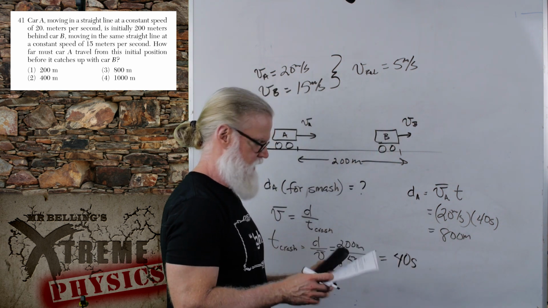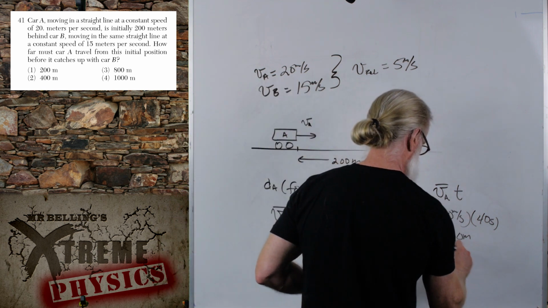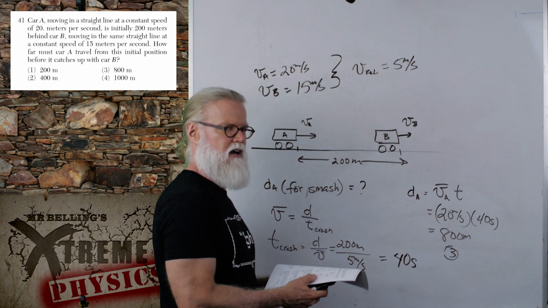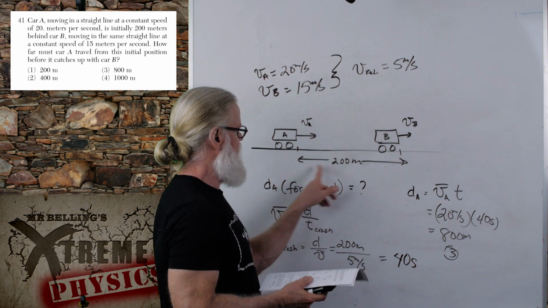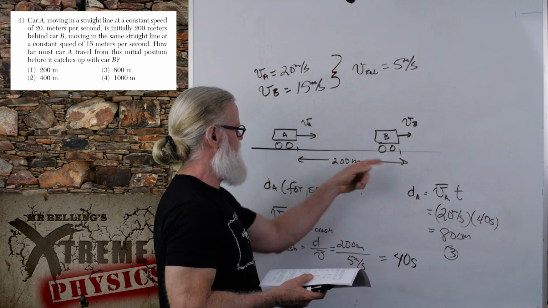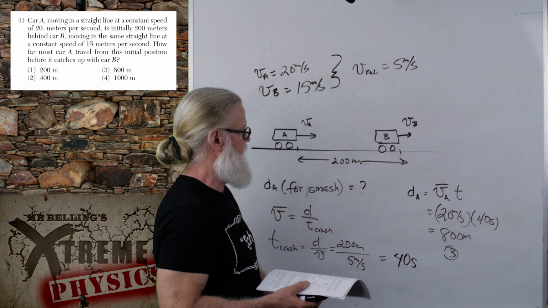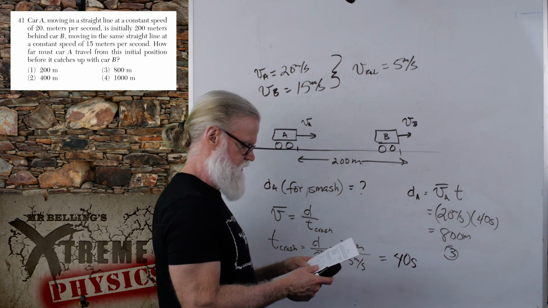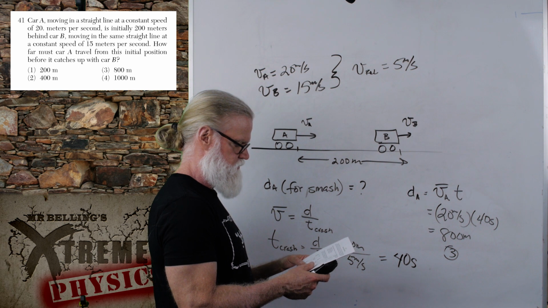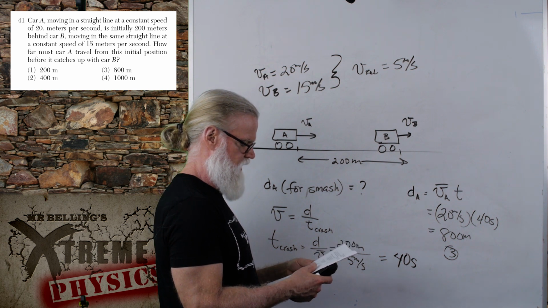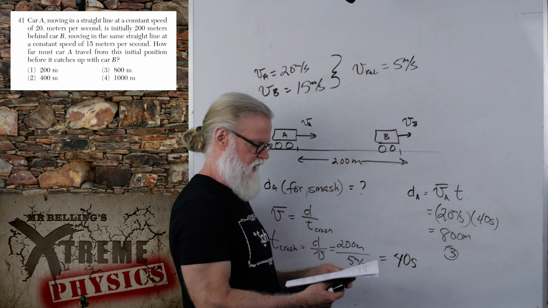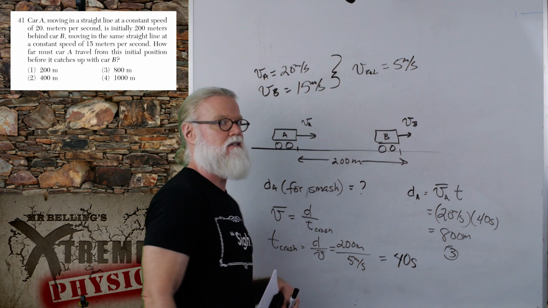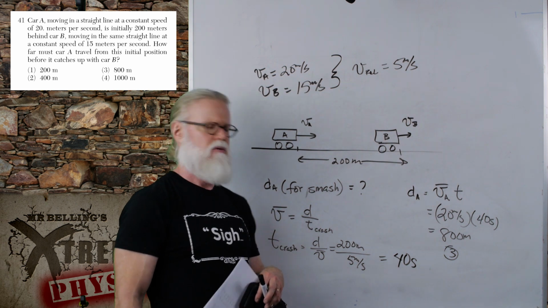That's choice 3. Well, if you didn't know how to do this, you could have guessed, sort of. You know it's going to take more than 200 meters because once it gets to 200 meters, B's not there anymore and it's moved a bit. So you could eliminate 200 meters. 400 doesn't sound right either. If I was guessing, I would have guessed either choice 3 or 4. Turns out it's choice 3. But I don't guess. Don't guess unless you have to.